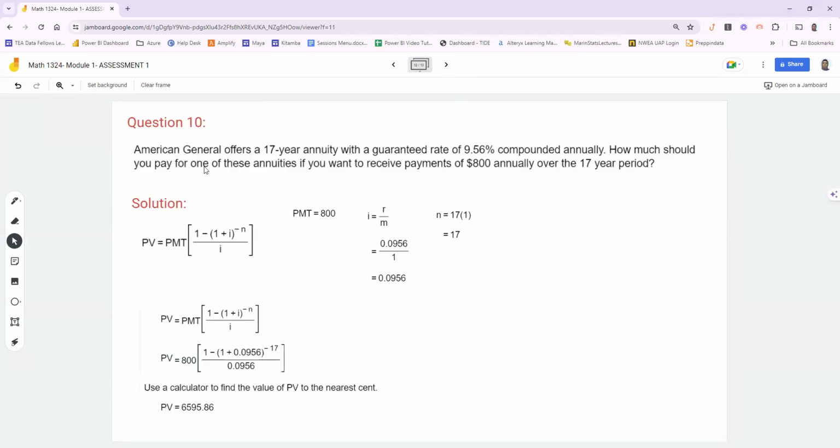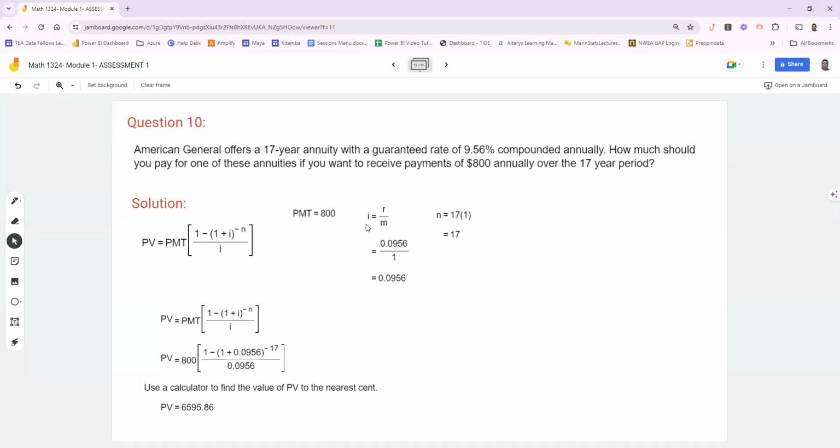Question 10, American General offers a 17-year annuity with a guaranteed rate of 9.56% compounded annually. How much should you pay for one of these annuities if you want to receive payments of $800 annually over the 17-year period? This is the formula we're going to need. In this question, the periodic payments are $800.